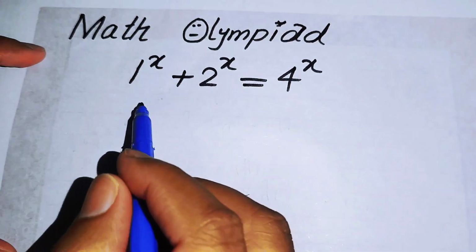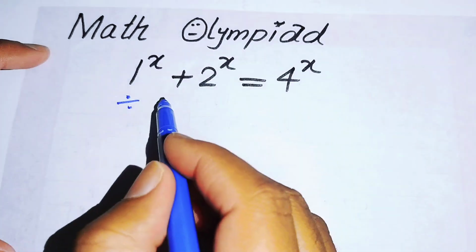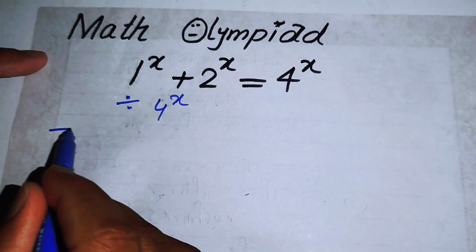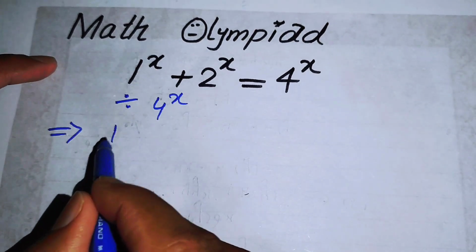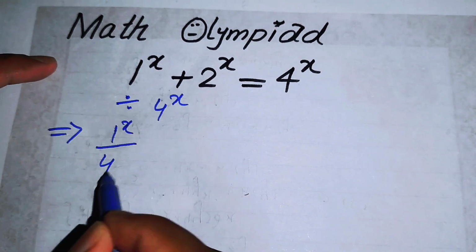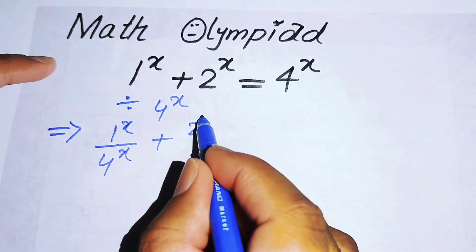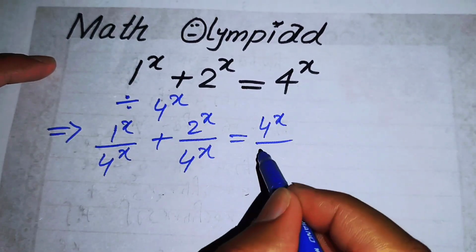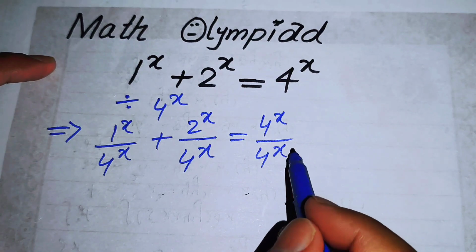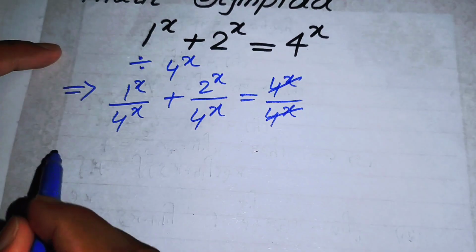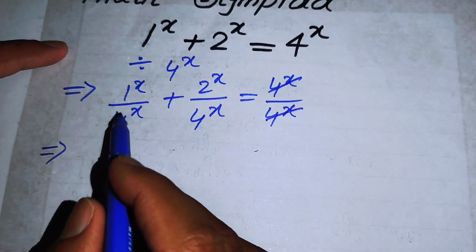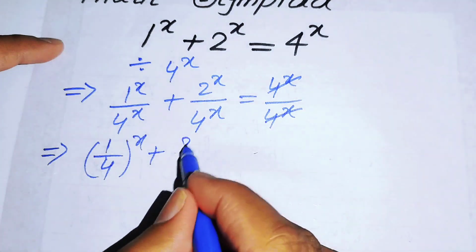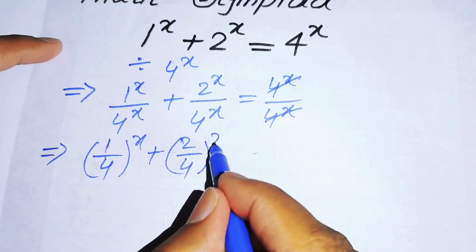So the very first thing we are going to do is divide both sides by 4 to the power of x, and after dividing by this we get 1 to the power of x over 4 to the power of x plus 2 to the power of x over 4 to the power of x is equal to 4 to the power of x over 4 to the power of x. So these two terms cancel each other out, and here we can write this term as 1 over 4 to the power of x, plus here we can write this as 2 over 4 to the power of x.